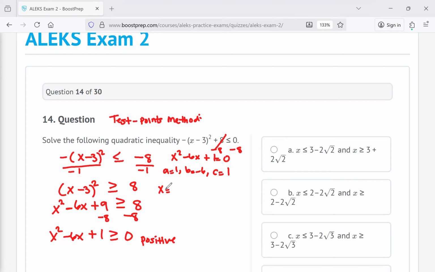So it's going to be x equals opposite of b, which is 6, plus or minus root b squared. So b is negative 6, so b squared is 36, minus 4 times a, which is 1, and c is 1, all over 2a. And when you put that in the calculator, you get 36 minus 4, that's 32, all over 2.